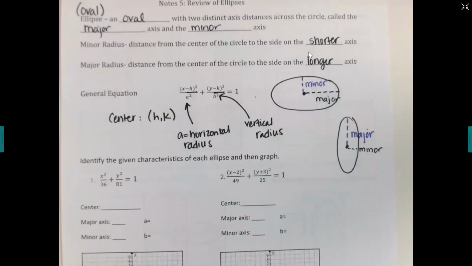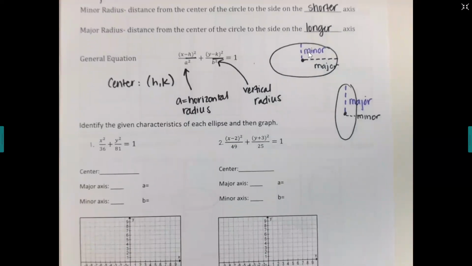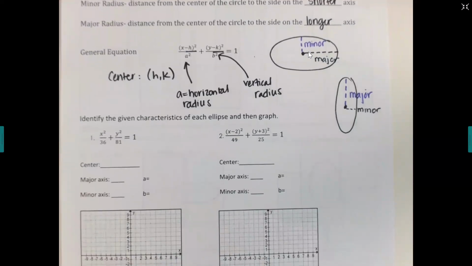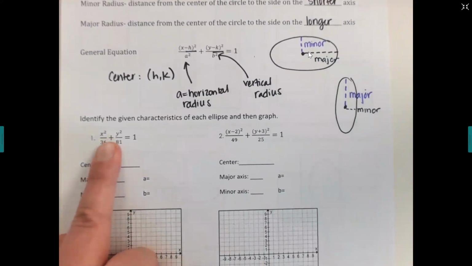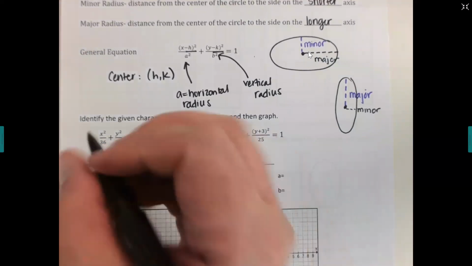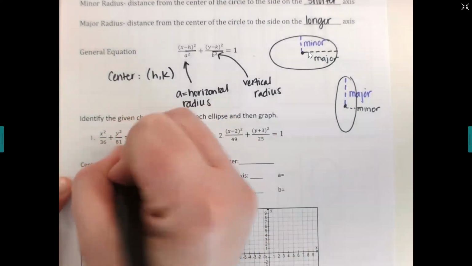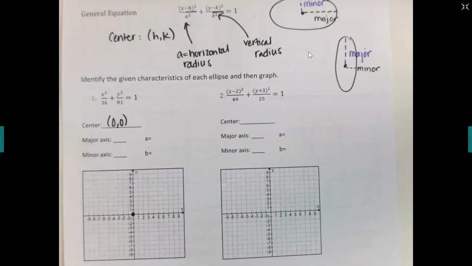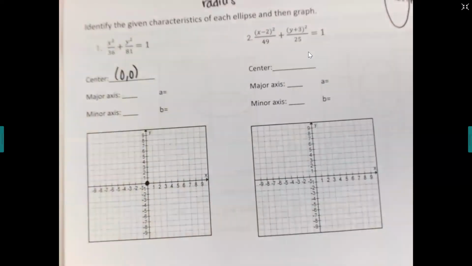So when you're ready, take a look at number 1. Do your X and your Y have any numbers with them to change your center? No, then your center is going to stay at 0, 0. So put your center right there. And then your major axis is going to be the bigger number. So is 81 or 36 bigger on the bottom there? 81 is bigger, then my major axis is going to be Y.